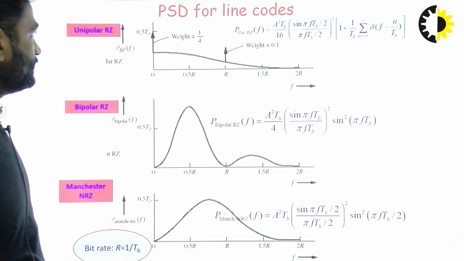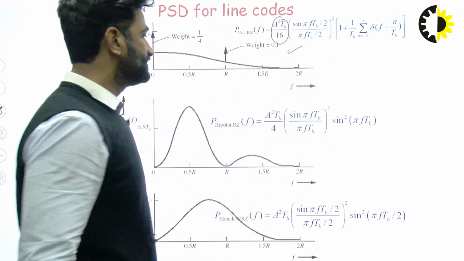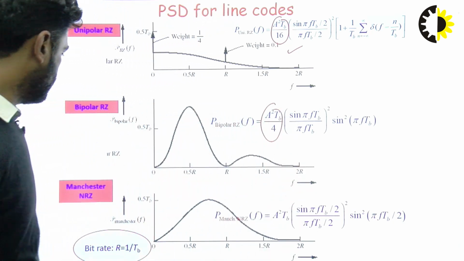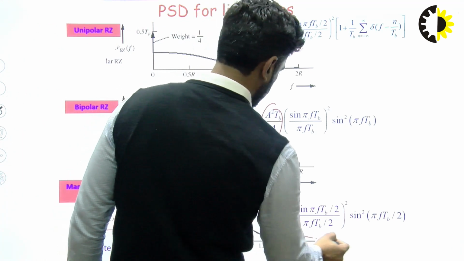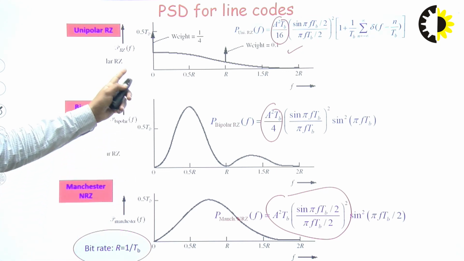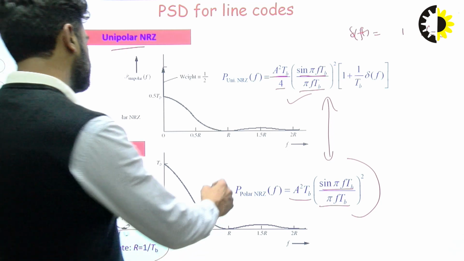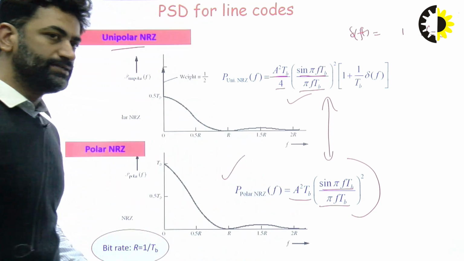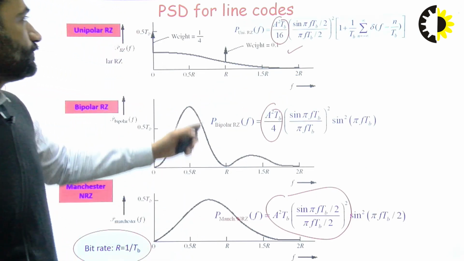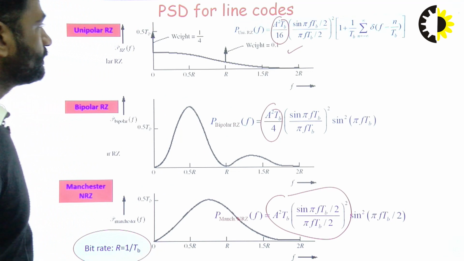Now, in the next slide you can see the PSD for unipolar RZ, and for polar RZ it is A² T_B / 4, and for Manchester it is A² T_B (sin(π f T_B / 2))² / (π f T_B / 2)². So we can compare the PSD of different line coding techniques. In this you can see polar NRZ has the highest PSD as compared to the others. The PSD for unipolar NRZ is A² T_B / 4, and the PSD for RZ becomes very small, that is A² T_B / 16.